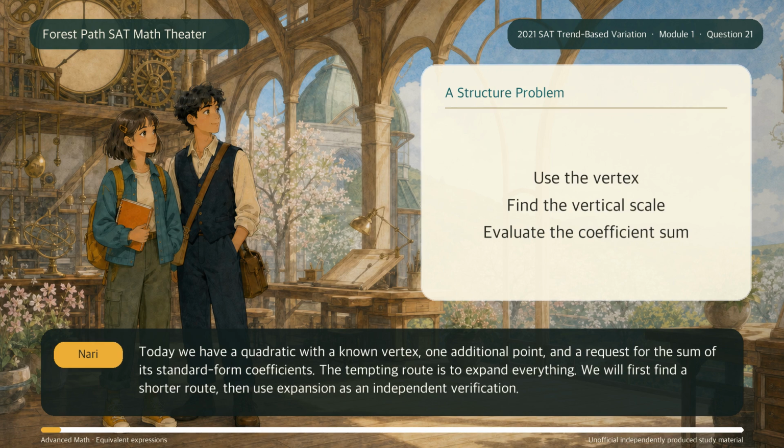Today we have a quadratic with a known vertex, one additional point, and a request for the sum of its standard form coefficients. The tempting route is to expand everything. We will first find a shorter route, then use expansion as an independent verification.